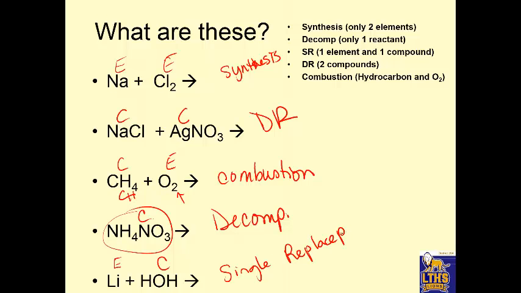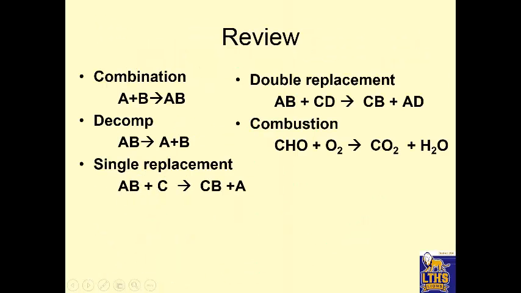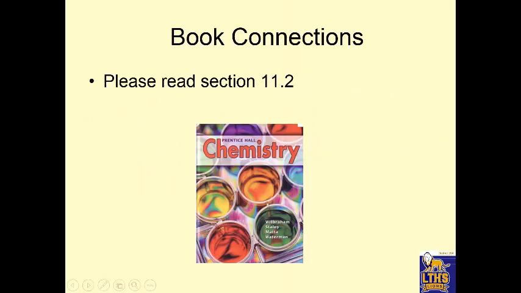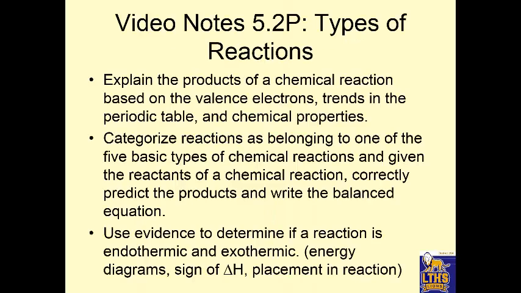Alright, so we looked at one of each replacement. And so, just to review, here's the general equations that you can use to describe the 5 types of reactions. Alright. Now, these 4 can be recognized by, it could be pretty much any substances. But combustion is specific. It has to be O2 and a hydrocarbon. Okay. So please read section 11.2 and check out these interesting objectives.